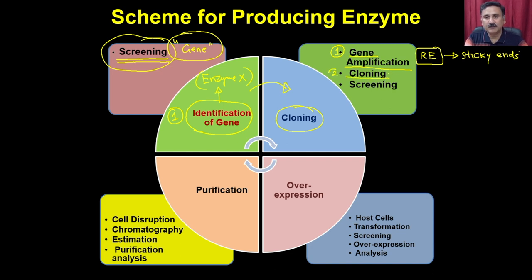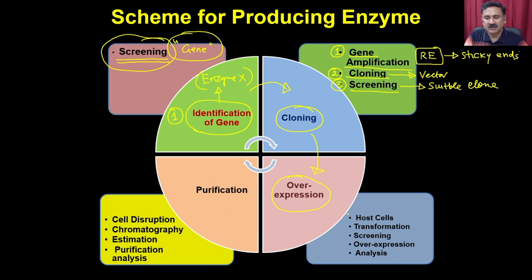So in step number two, you are going to do the restriction digestion so that the sticky ends are generated, and then you are going to clone that into a suitable vector. Once you clone it into a vector, you are also going to screen these clones so that you can select the suitable clone. Now once you have the suitable clone, you are going to use it for overexpression. So in step number three, you are going to do the overexpression.